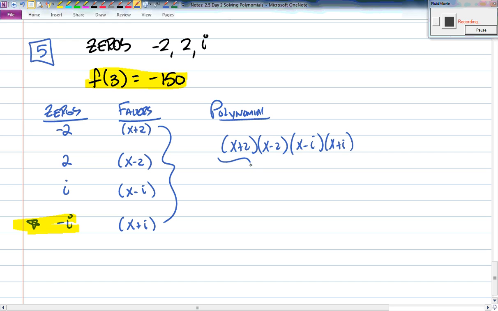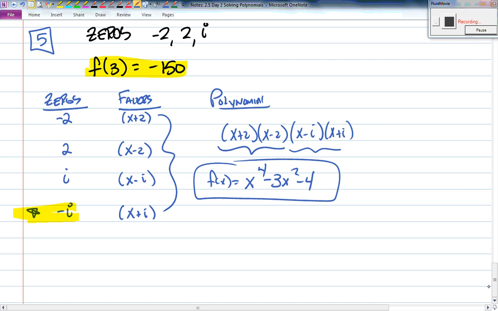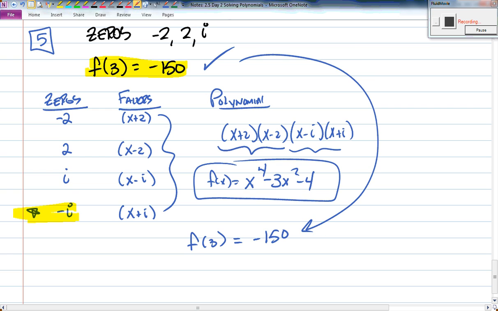Okay, I'll speed up the process a little bit and tell you that when you multiply all of these together, you end up with x to the 4th minus 3x squared minus 4. That's good. So in other words, if the directions were the same as the last 2 problems we did, we'd be done. Okay? However, we now have to fit in the fact that we need f of 3 to be negative 150. That's my condition that I have to meet here now, right?